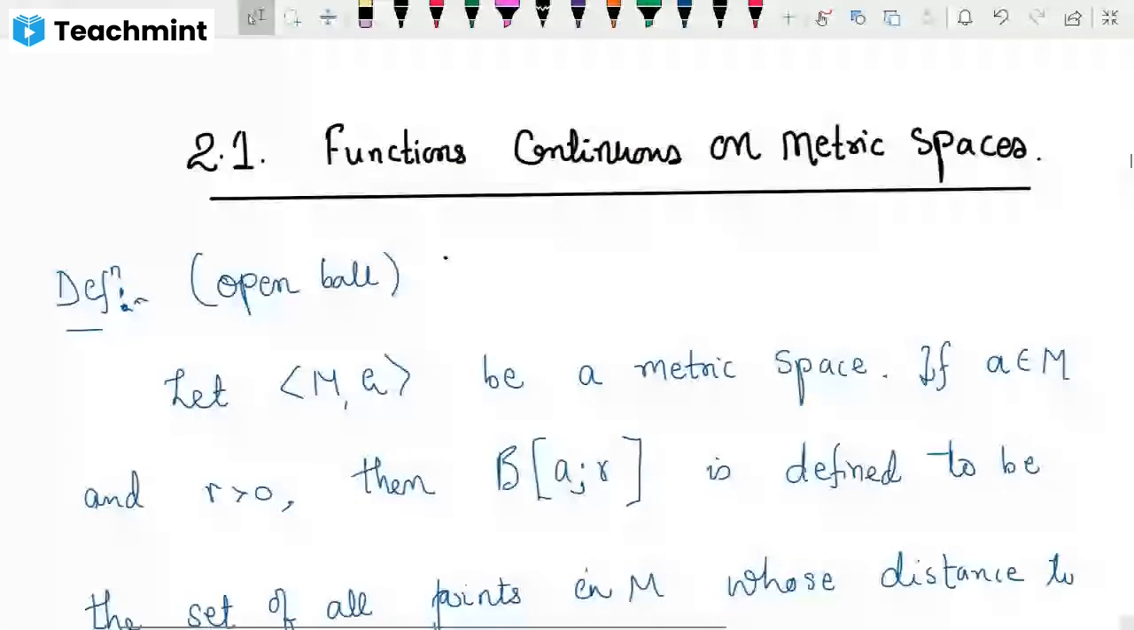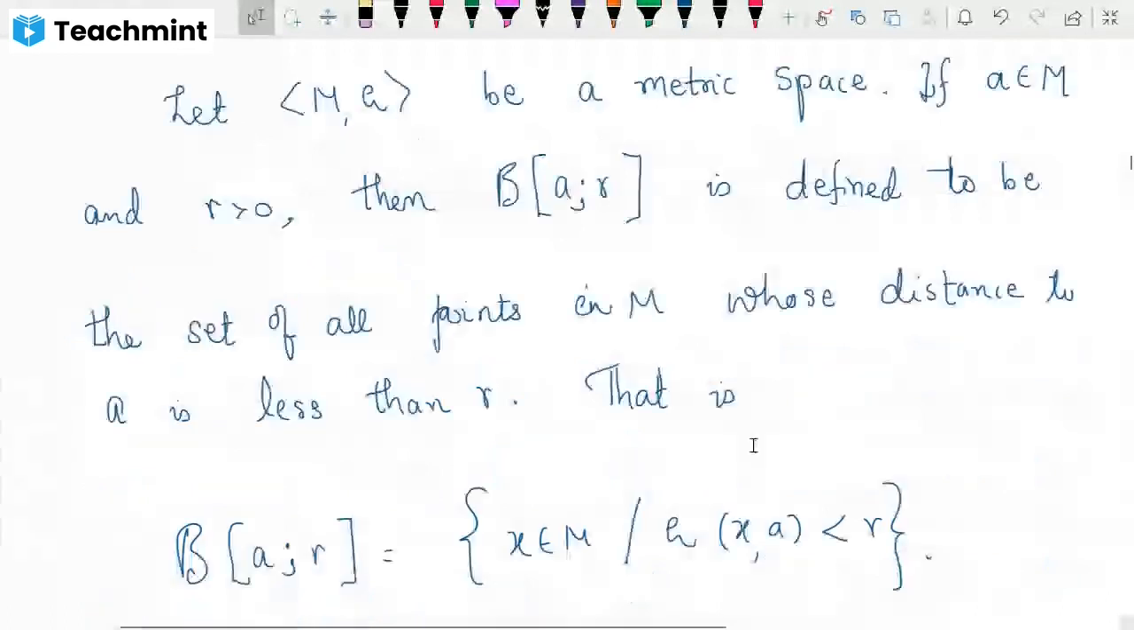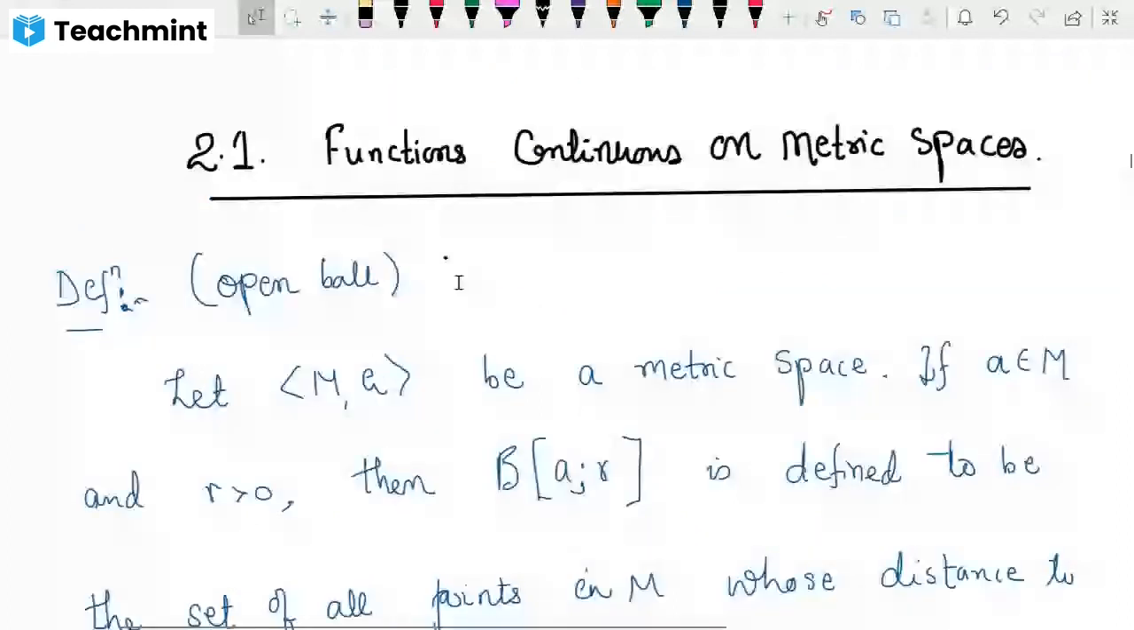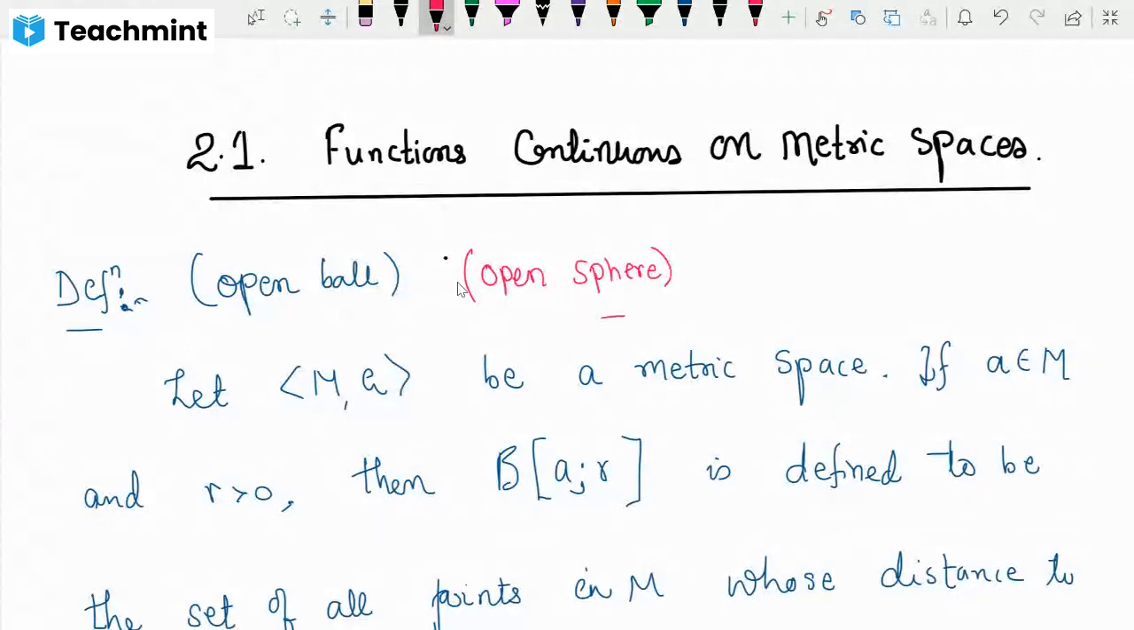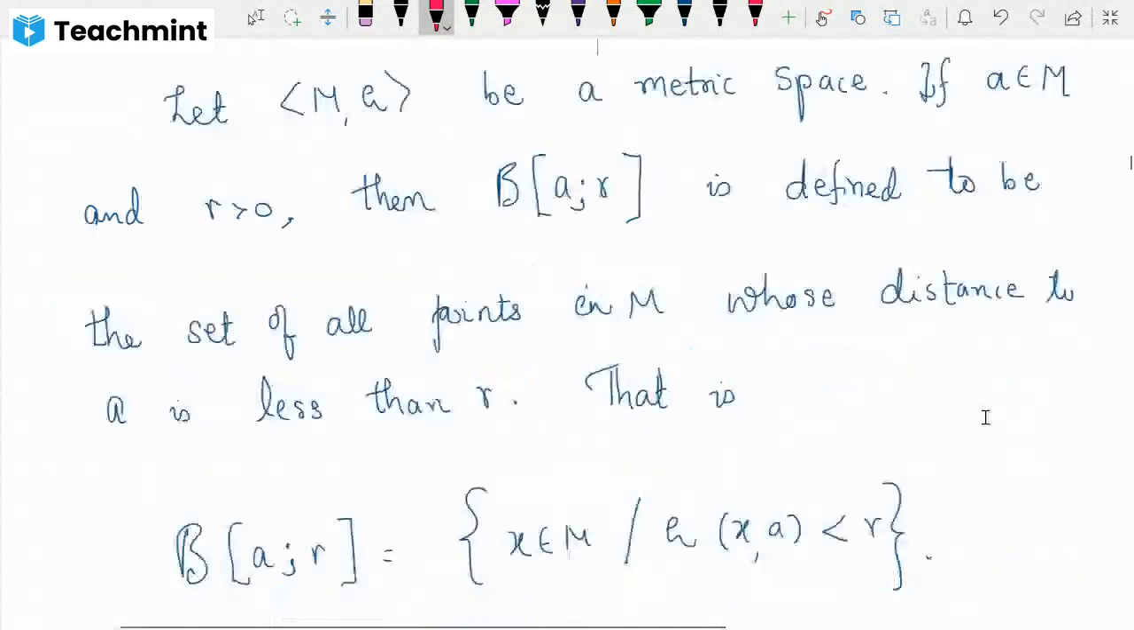Before that, we'll see some definitions. The first definition is the definition of an open ball. It is also called an open sphere. What is the definition? Let (M, rho) be a metric space. If a is an element of M and r is strictly greater than 0, obviously r is a positive real number.